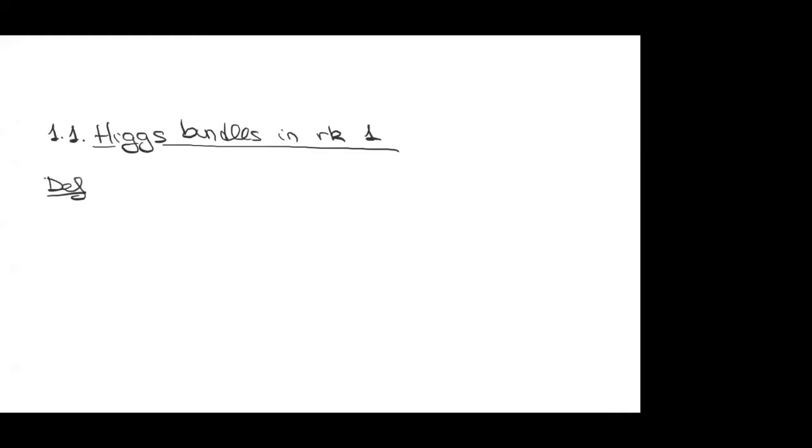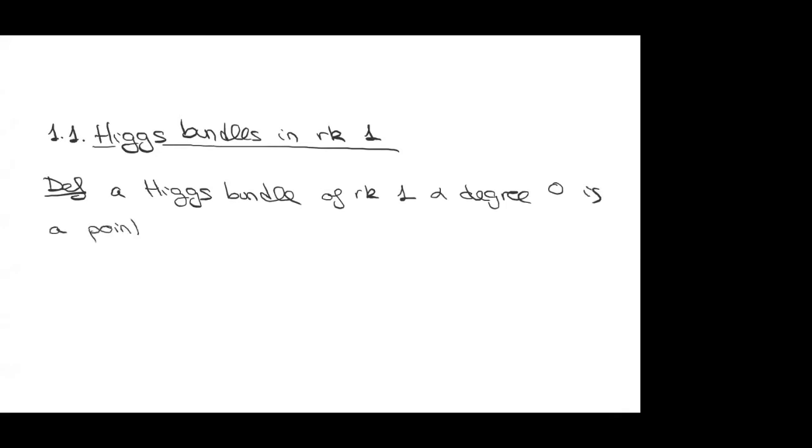Fine. So, okay, we have some examples in mind, some vector bundle examples. Let's move on to Higgs bundles, in rank 1 for now. So, definition, a Higgs bundle of rank 1 and degree 0 is a point of the cotangent bundle of the Jacobian.